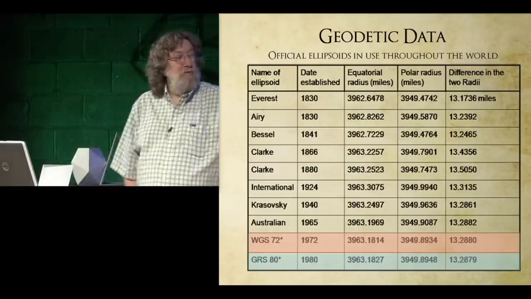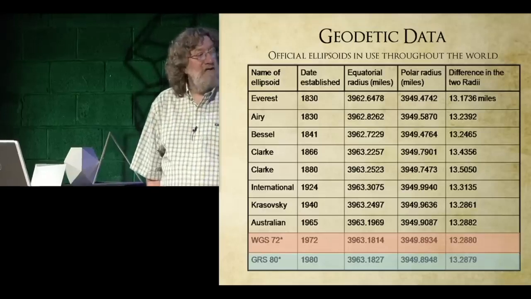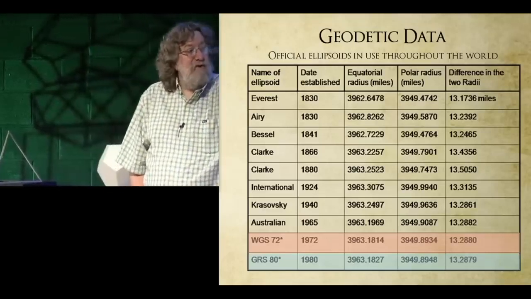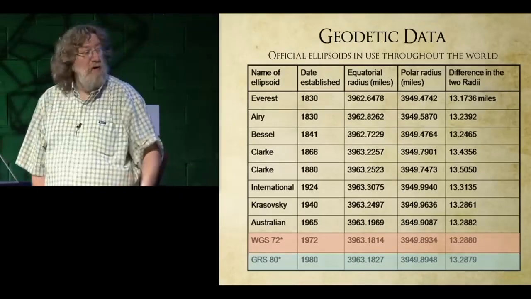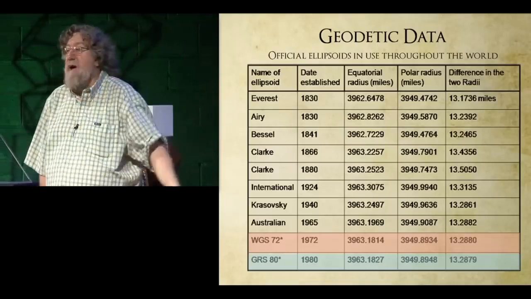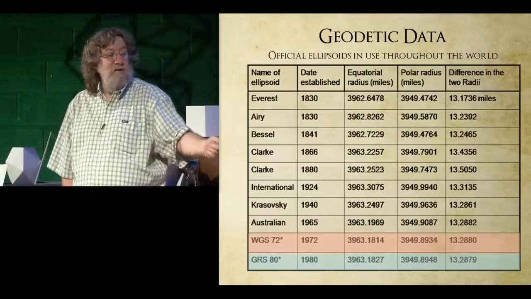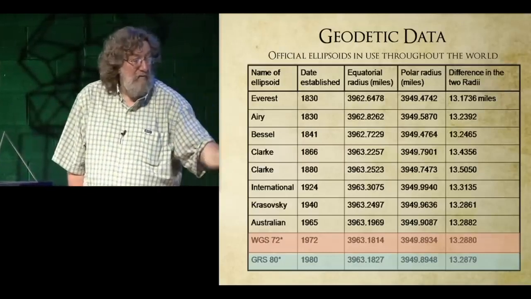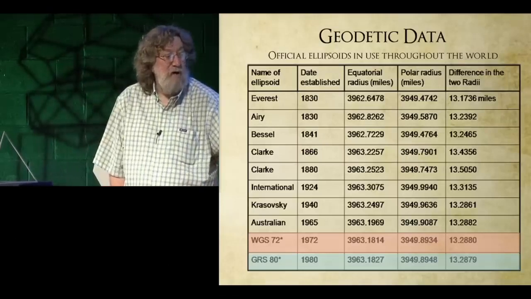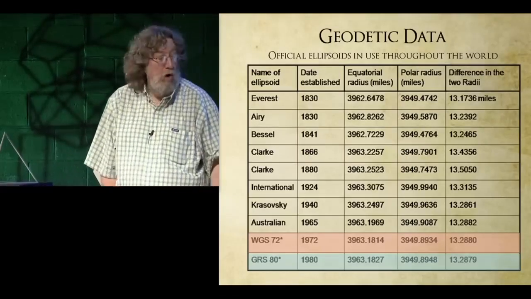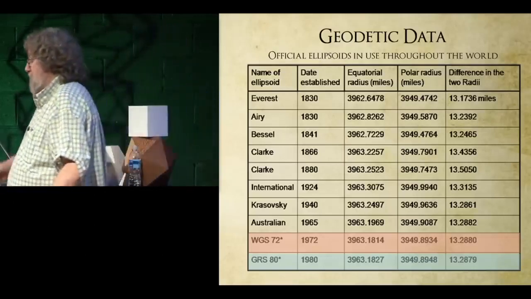And you'll notice that as we come through here, we've got a polar radius in miles and an equatorial radius in miles. And then we have the difference in the two radii right here. We assume that as we've come through, we're progressively getting better and better at measuring the size and shape of the Earth. And finally, with satellite measurements, we've determined that the polar radius, for example, is 3,949.8934, and 3,949.8948. What does that translate into?